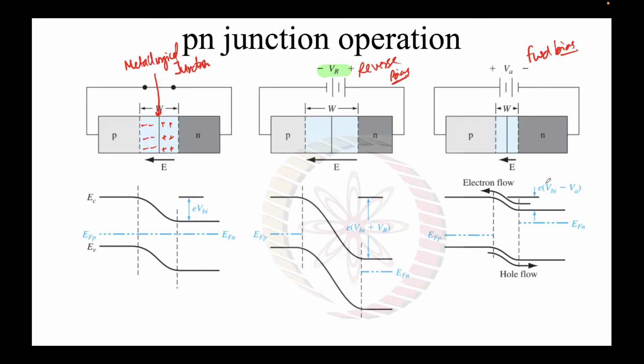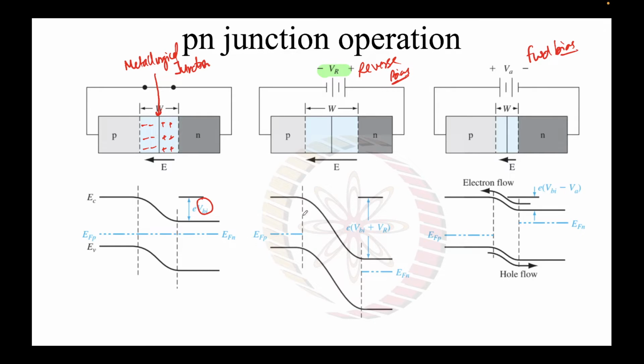Similar thing happened here. Originally there was VBI at equilibrium, you see this term over here, minus VA, which we decreased because this was potential which we had externally applied. Here it simply gets added up. And you can see that the depletion width has increased, and there's more severe band bending in this case. And this is the reverse bias that I was talking about.